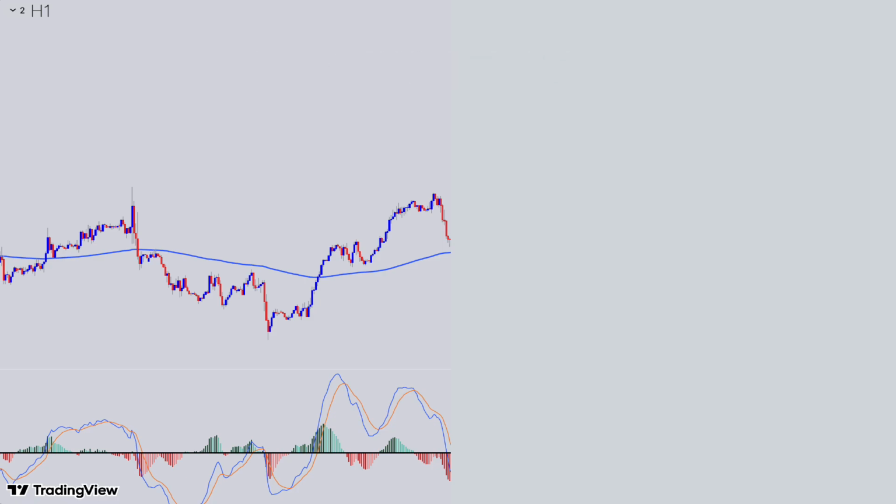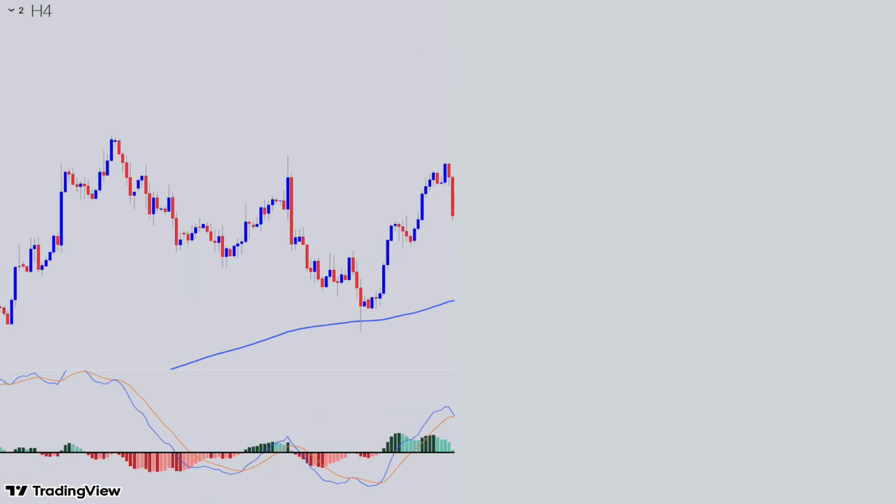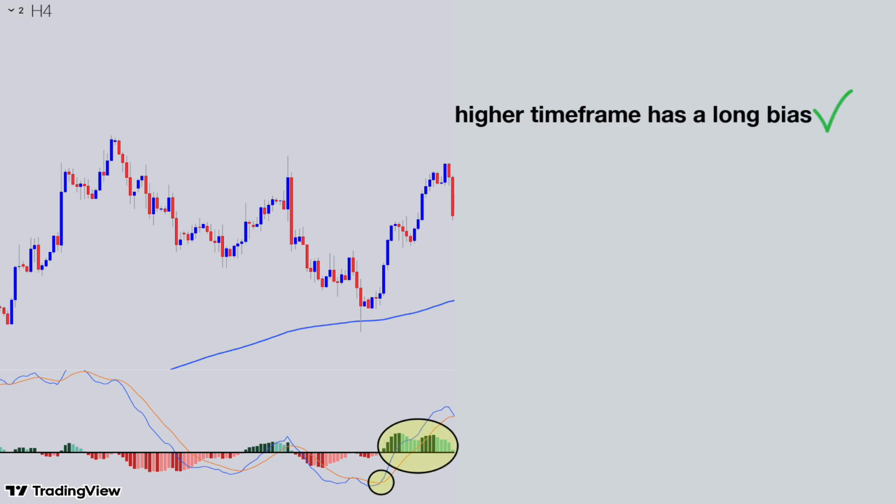First, we look at the 4-hour chart. We do this to understand the overall trend and filter out low probability trades. On the H4 chart, the MACD line has crossed above the signal line and the histogram bars are green. This tells us that the higher time frame is biased toward higher prices, and it's safe to look for buy opportunities, but only after we receive the correct confirmations on our 1 hour time frame.